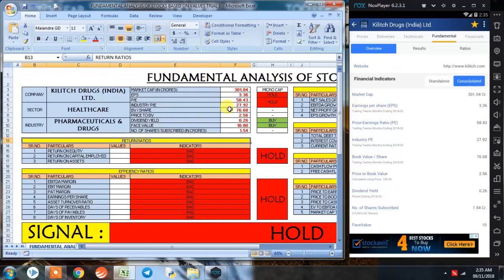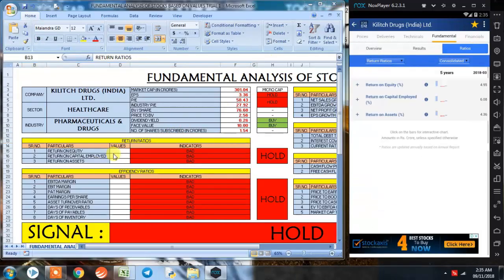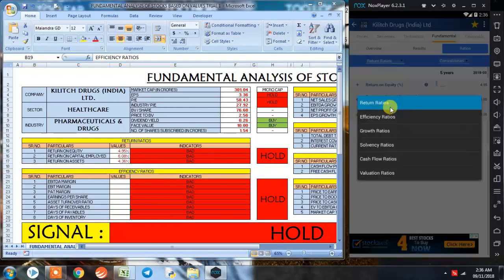Now let's go to return ratio. For that, click on ratios tab. We could see the return ratio. The first is return on equity, which is 4.95. Return on capital employed is 6.08. Return on asset is 4.36. Here we could see that the return ratio has not given us a signal to buy this stock at this point of time.